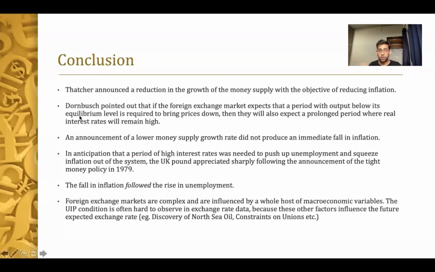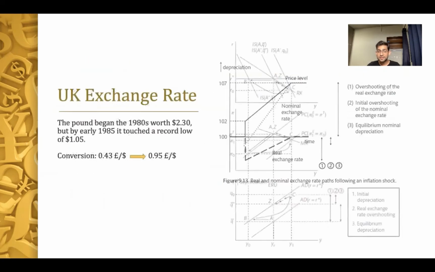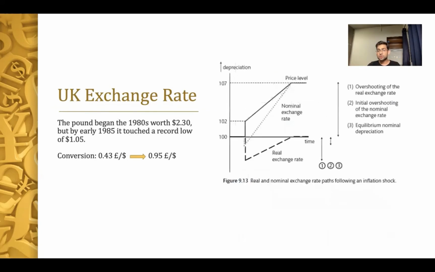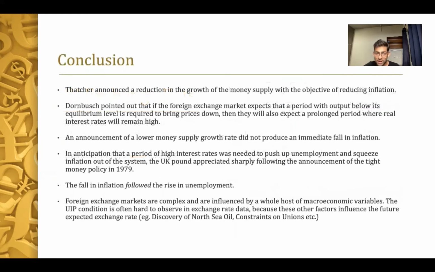So, Dornbusch from the book pointed out that if the foreign exchange market expects that a period with output below its equilibrium level is required to bring prices down, then they will also expect a prolonged period where real interest rates will remain high. And that is exactly this point where we go from C to Z. We come to point B, but then we do expect that in the future there will come a point when interest rates will be higher, and that is what happened.